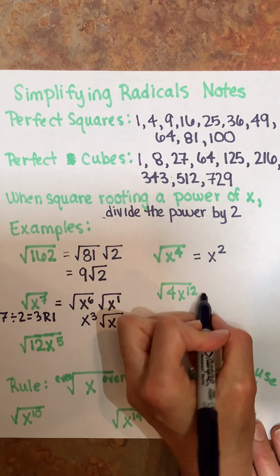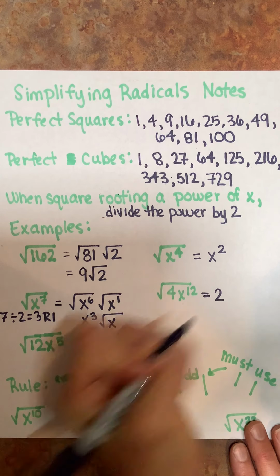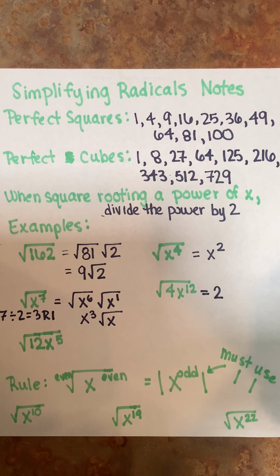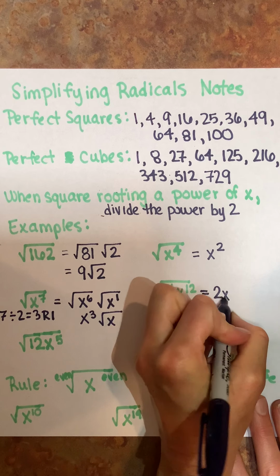Okay, next example. Can we square root 4? Yeah, it's a perfect square. Square root of 4 is 2. We can square root x to the 12th by dividing that power by 2, so we get x to the 6th.